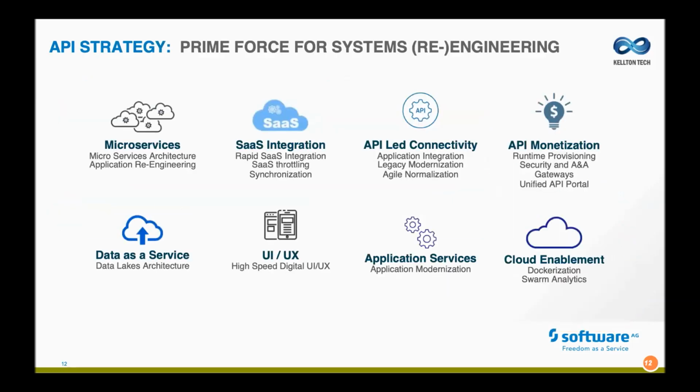Definitely, API is, we believe, the prime force for systems reengineering, especially in those microservices architecture that you might re-engineer your applications, especially those applications that are most differentiating for your business and business models. Those are the ones that are built in cloud or cloud ready, and how best are they engineered and leveraged for the entire new digital agility is very important.